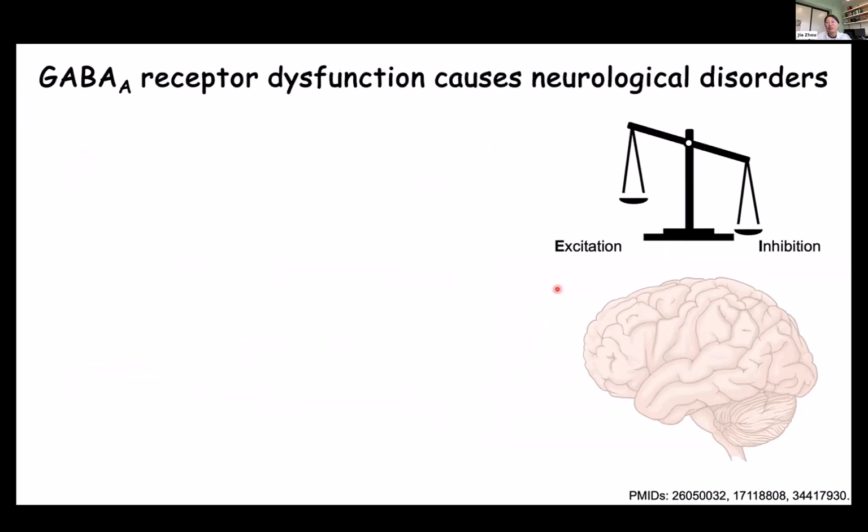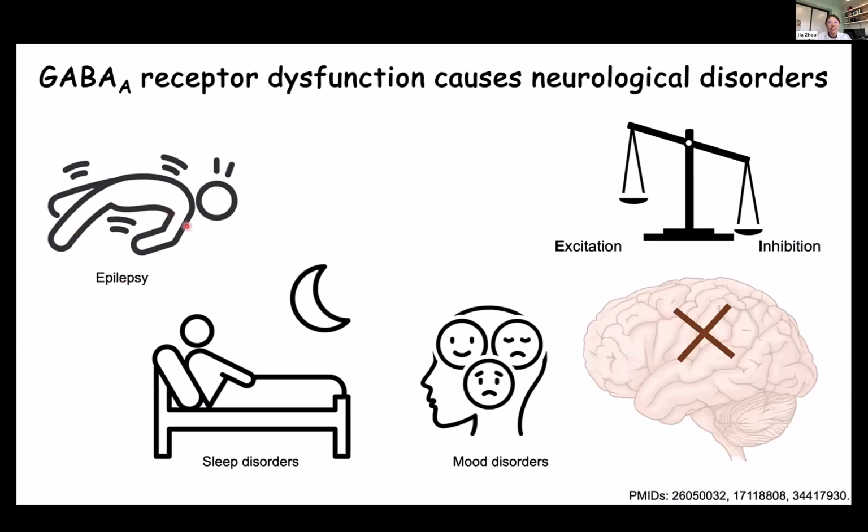Dysfunction of a GABA receptor causes an imbalance between excitation and inhibition, which leads to a lot of diseases that disrupt normal brain function. The diseases include epilepsy, seizures, sleeping disorders like insomnia, and also mood problems like depression. All these diseases make the GABA receptor a very important clinical drug target and very important for pharmacological research tools. So then you may start wondering, what is a GABA receptor?